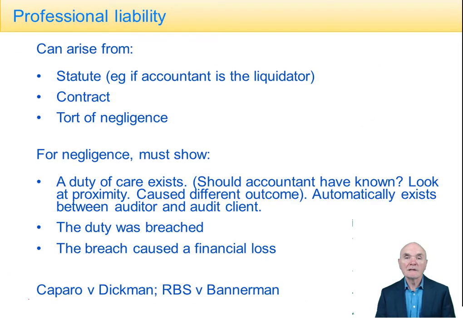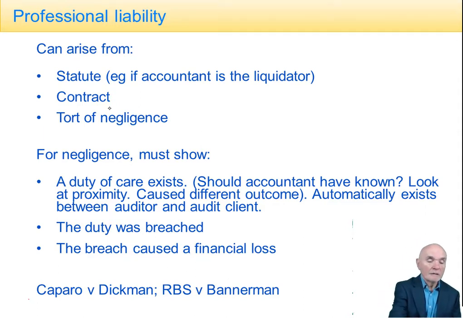Professional liability can arise from the resources. It could be statute, unimportant for you really in P7, but if the auditor becomes a liquidator of a company, then the auditor or accountant, as would be then, is potentially liable for certain breaches. There is contract law, because the auditor, for example, will have sent a letter of engagement to the client saying what the auditor will do, but if that work is not carried out properly to the right standard, then there is potentially a contractual comeback.